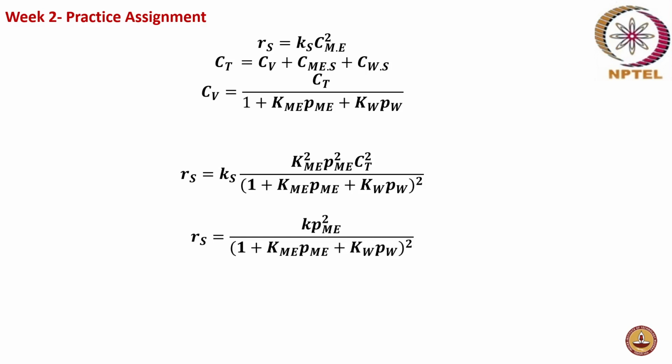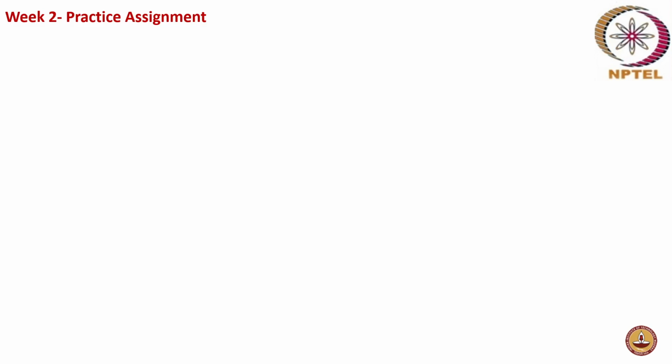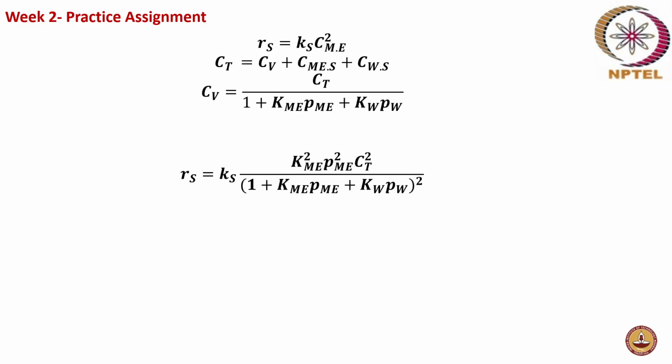This is the expression for the reaction rate. The reaction rate is some reaction constant times the square of the methanol partial pressure, divided by 1 plus the equilibrium constant of methanol times the partial pressure of methanol, plus the equilibrium constant of water times the partial pressure of water, the whole squared. You are able to understand that, right? Yeah, ma'am.